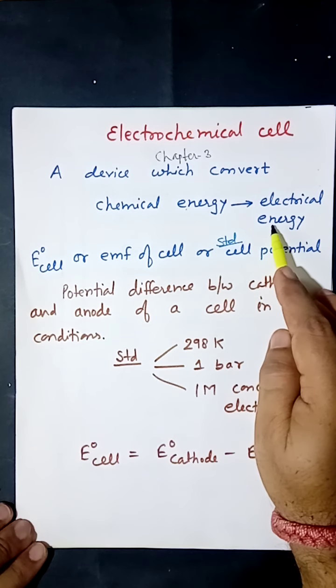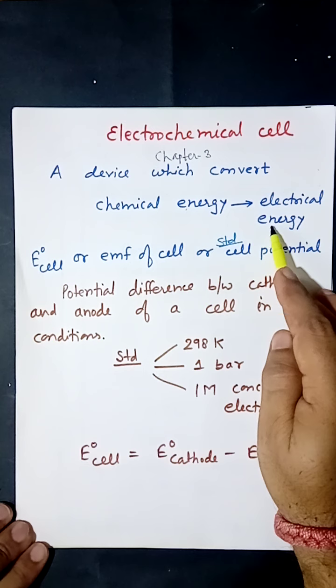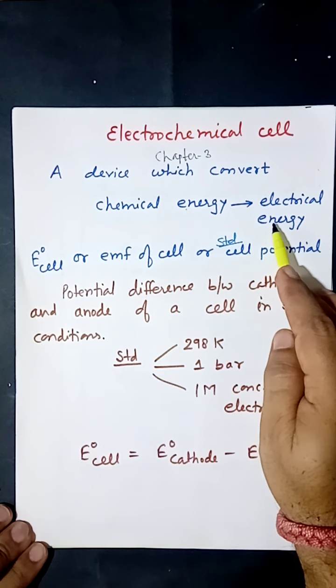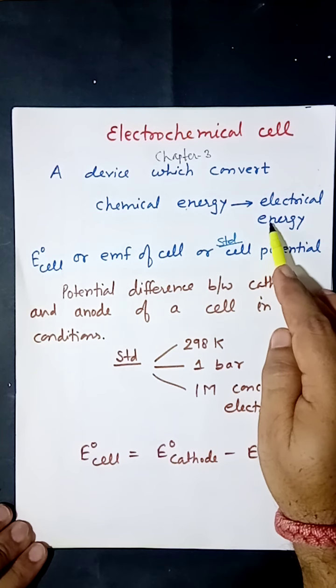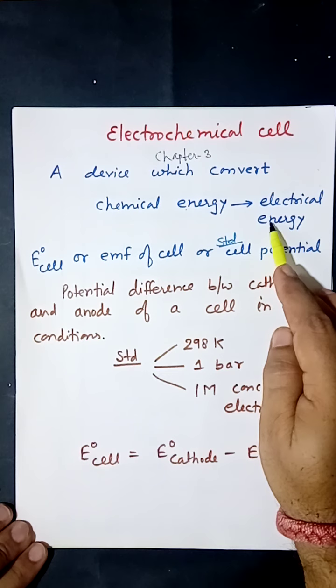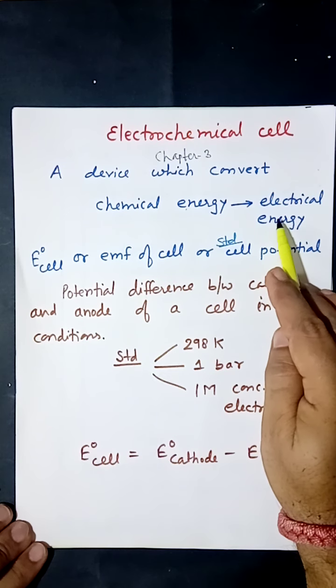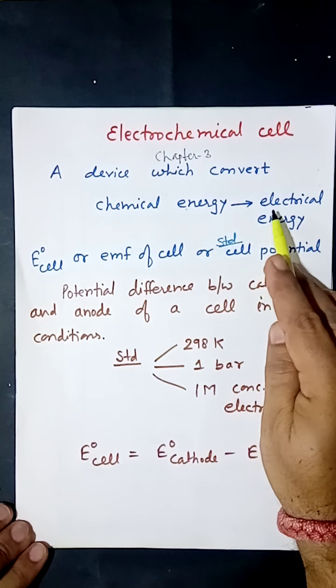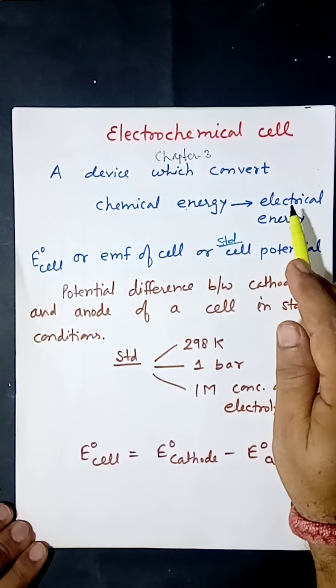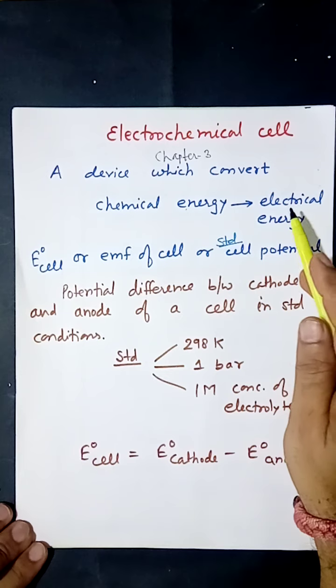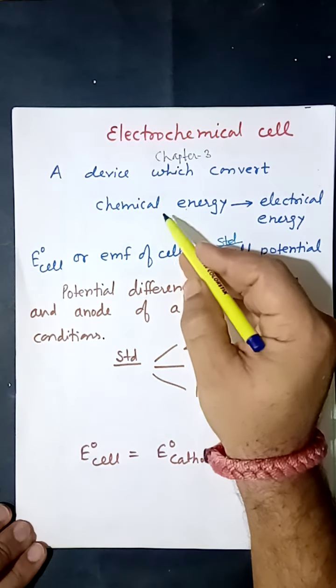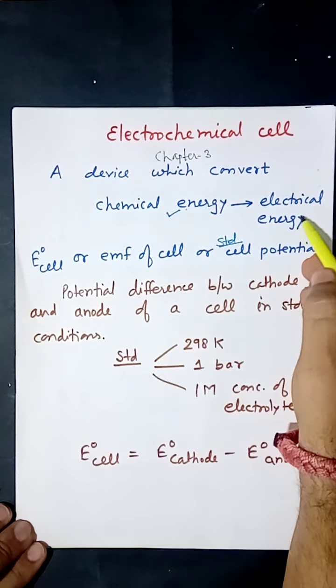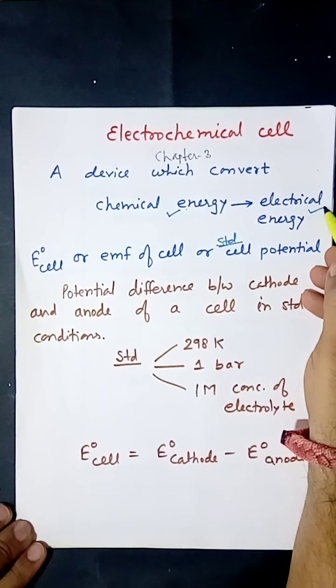Now, a number of electrochemical cells you have used in day-to-day life. For example, it is the battery which we use in mobile, the cells, pencil cell, button cell, or the battery used in inverters, etc. They all are examples of electrochemical cells. They convert their chemical energy into electrical energy.